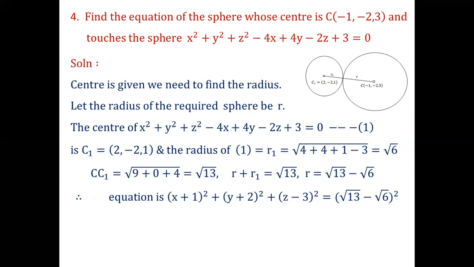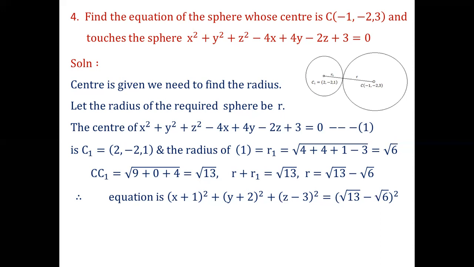The center of the equation 1 is nothing but (2, -2, 1). Now you all know how to find the center using the formula minus u, minus v, minus w. Using that we have got C1. And the radius also, you know the formula, R1 is root of u square plus v square plus w square minus 3. Substitute the value, you are going to get root 6. Now, let us find CC1, distance between C and C1. So, you are going to get that one as root 13.